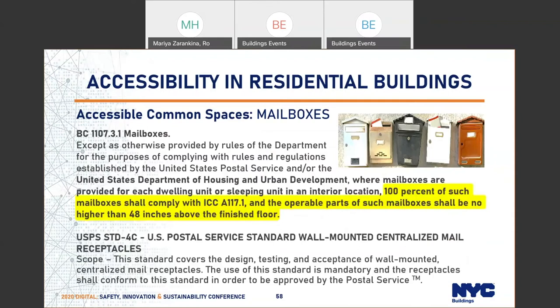Mailboxes are covered in building code section 1107.3.1. And this section states 100% of mailboxes must comply with the ICC 117.1. And all mailboxes cannot be higher than 48 inches above the finished floor. And for those of you that are familiar with the USPS standard 4C, which is also a requirement by the postal office that the mailboxes must comply with in order for them to be considered legal and usable, this requirement is less stringent. So 48 inches maximum height for all the mailboxes is a requirement of the building code and must be adhered to.